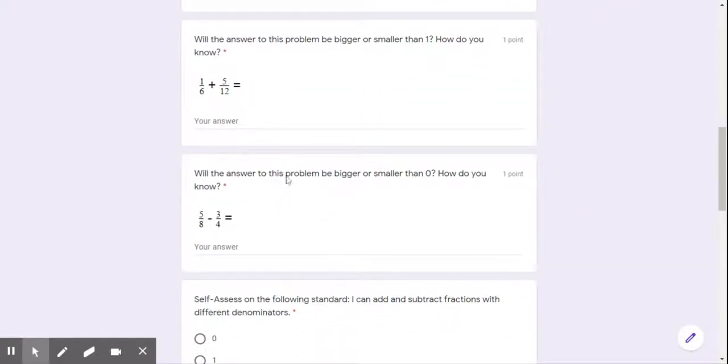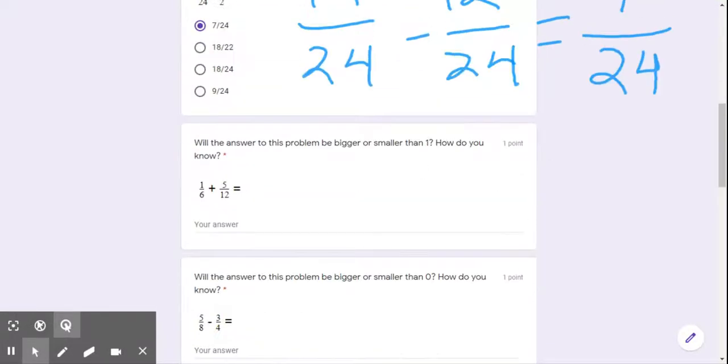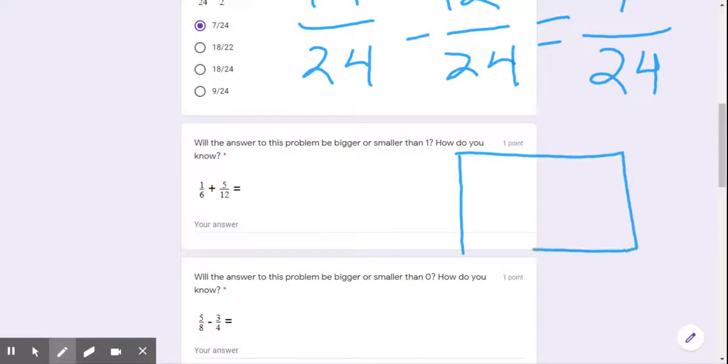Okay, now we're looking at this next one, and it says, will the answer to this problem be bigger or smaller than 1? How do you know? There are a lot of ways to do this. The way I'm thinking to think about it, though, is I know that 1/6 is less than a half. So let me draw a quick diagram. So if this is like the whole, I know that 1/6 is something less than a half. The 1/6 is the green. I'm just going to say that that's 1/6.